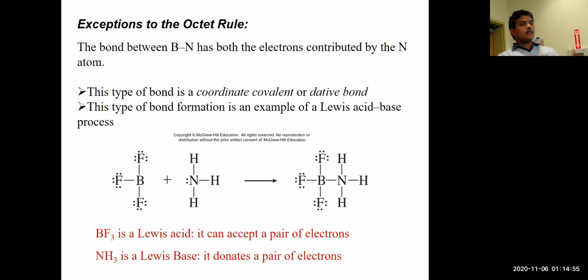All right, very last slide, last exception to the octet rule category. The elements that are not able to gain the 8 electrons through normal bonding would love to participate in coordinate covalent, dative bonding. You can call it either dative bonding or coordinate covalent bonding, to form a Lewis acid-base complex.